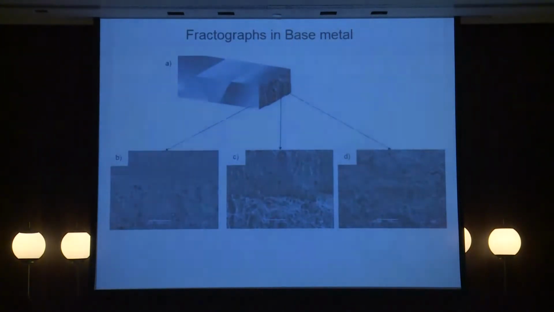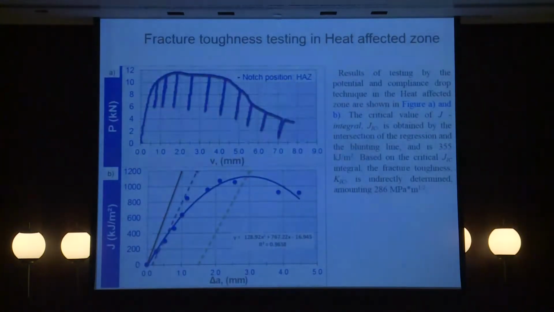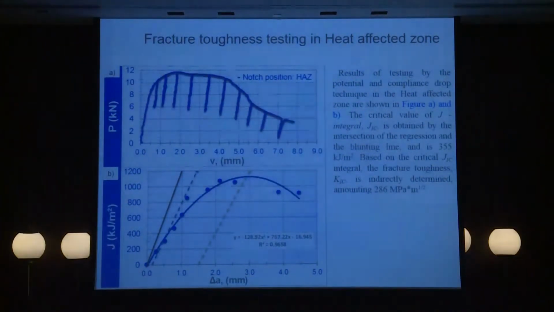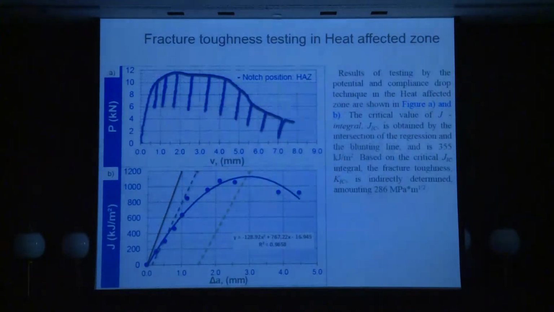Fractograph of the base metal, with the cutoff position presented in figure A. We can see the borderline between the fatigue surface and the ductile surface in B and C, and we can also see the stretch zone in B and C. Heat affected zone fracture toughness, with results of testing by potential and compliance drop technique, is presented in A and B.